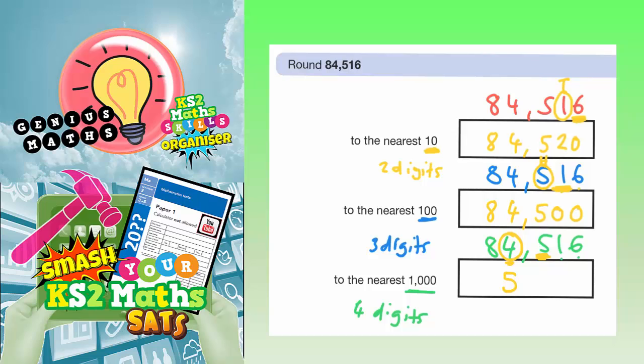And just as we did before, any digits after the one we just rounded are going to change to zeros. So the 5 changes to a 0, the 1 changes to a 0, the 6 changes to a 0, leaving us 5,000. And that makes sense if you think about it, because 4,516, because it's above 500, is going to round up to 5,000. But any digits before the one we've just rounded need to stay as they are. So the 8 is going to stay as an 8, so it's going to be 85,000.